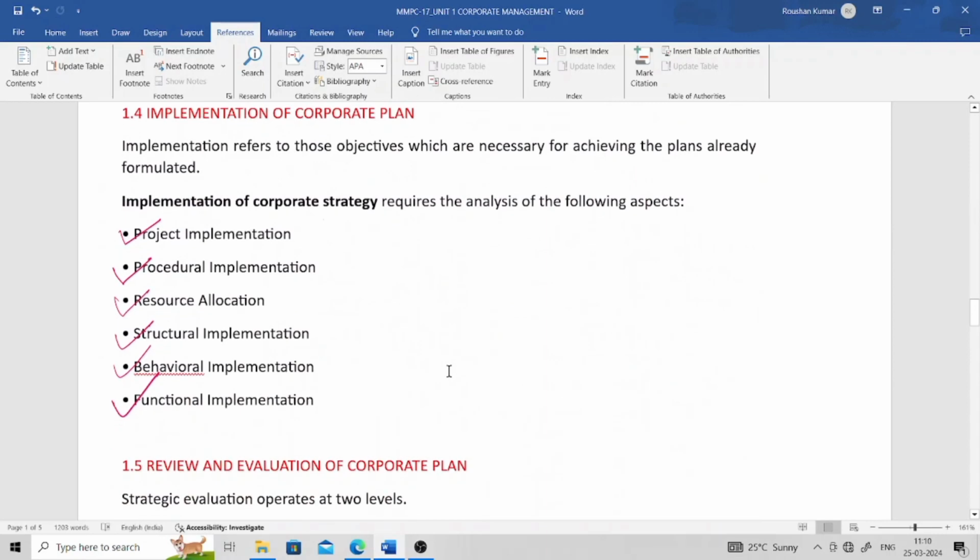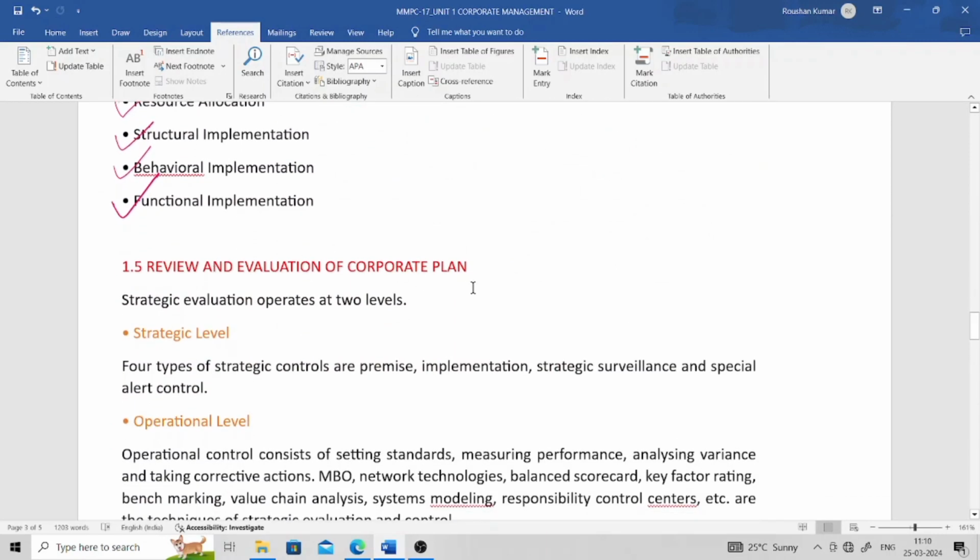As you can see here, review and evaluation of corporate plan means that whatever corporate plan has been formulated and implemented, we check whether it has worked in a better way or not. If it is in accordance with the formulated strategies or plan, then it is okay, no issue, and it can be used. But if there is some kind of deficiency or problem in the corporate plan or in the implementation process, then something needs to be changed or some modifications should be made.